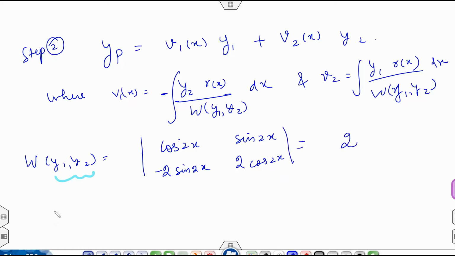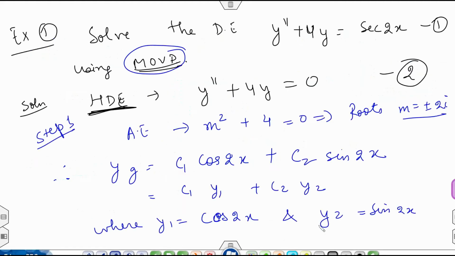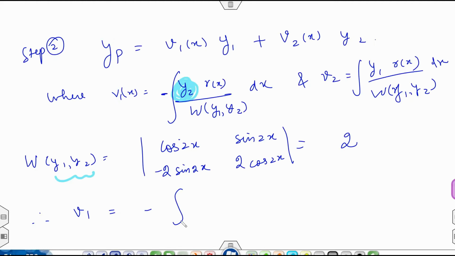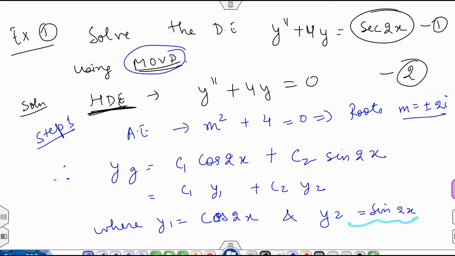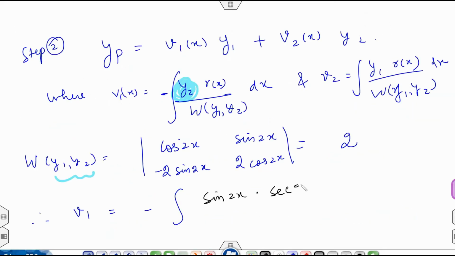And now we will find v1 and v2. So what will be v1? This is minus of y2, and y2 is sin of 2x, into r(x), which is sec of 2x, divided by the Wronskian we found. So when you integrate this, you will easily get the value.